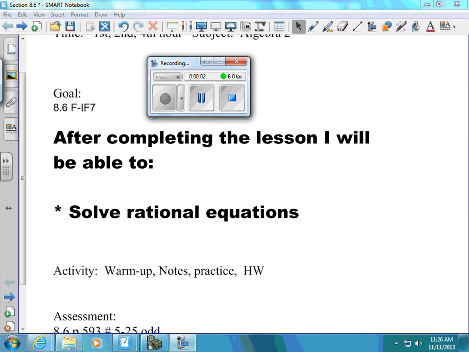Welcome back to the final lesson of this unit on rational functions and equations. This is from section 8.6. The goal for this lesson, or target, is that when you complete the lesson, you'll be able to solve rational equations. This is our target for today. Please have it down for class tomorrow.